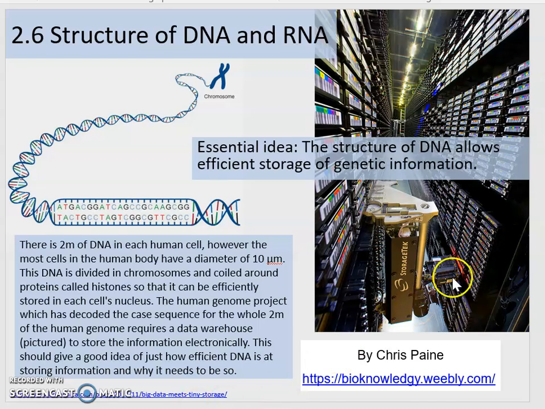The essential idea here is that the structure of DNA is all about storage of information, storage of genetic information. And one gene is a length of a molecule of DNA. Here we can see the chromosome. The chromosome is the structure, and chromosomes are found in the nucleus of eukaryotic cells. But if we unravel a chromosome, it's made up of this material here called DNA, and we're going to look at the structure of this in detail.